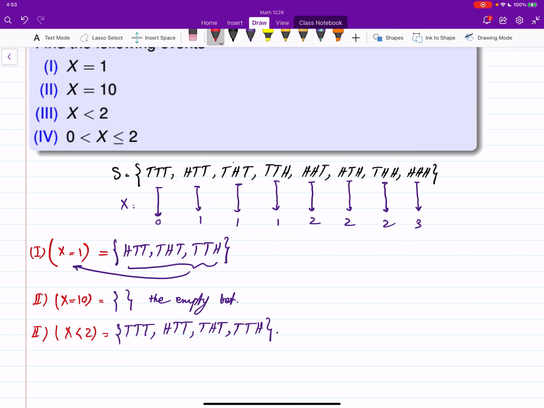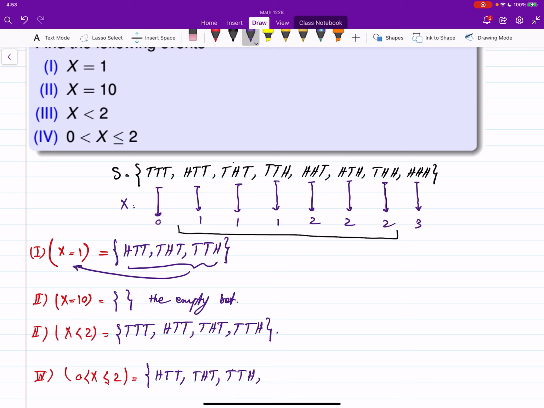And the fourth part is X bigger than 0, less than or equal to 2. So here we are taking into account all the cases which are strictly bigger than 0 and less than or equal to 2. So that would be all these sample points. I'll put all of them together. And that would give me the event defined using X and that inequality.